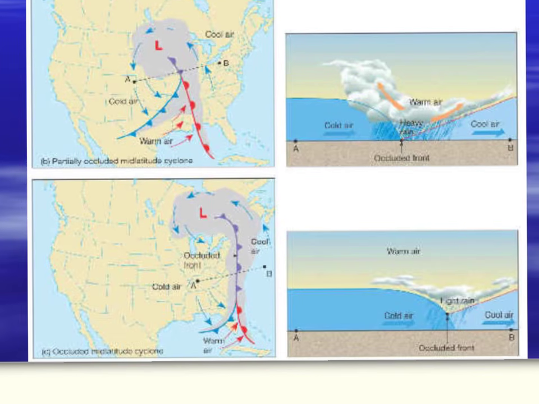All right, and then you can see from the last picture here that the occluded front takes on much more space as the rest of the cold front catches up with the warm front. And towards the tail end, you'll get some light rain.